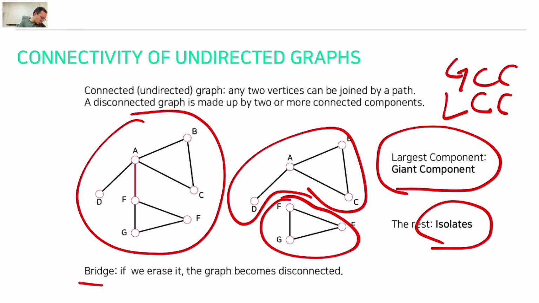So here we have a new concept of the bridge. We have so many different definitions of the bridge. In the traditional graph theory, the bridge means if we erase it, the graph becomes disconnected, right? So this is called the bridge. This is the bridge, right?